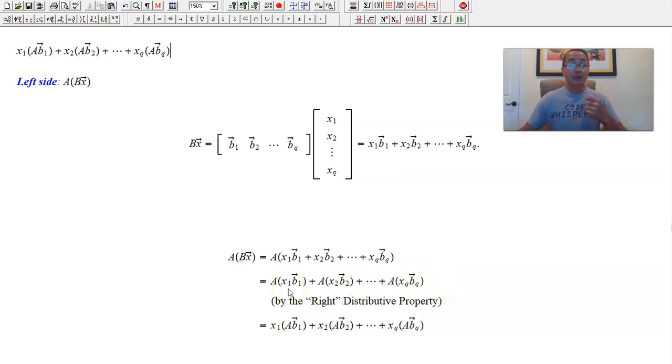But we also have the homogeneity property in chapter 1. We can take out the x1 in the first term and then multiply it by A times b1. Similarly, we can take x2 out of the second term, multiply A by b2. Add it all together. Is that exactly the same as what we got on the right side? Of course.